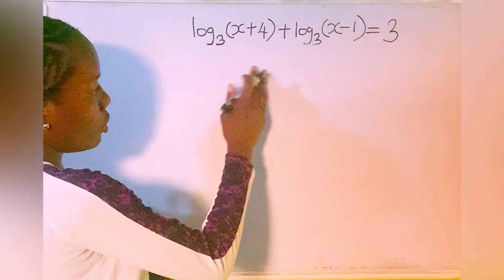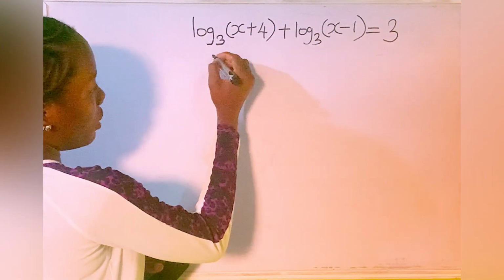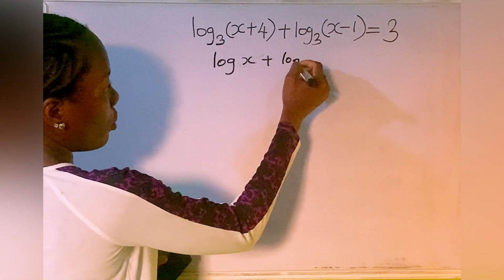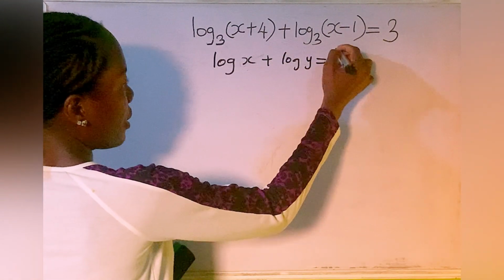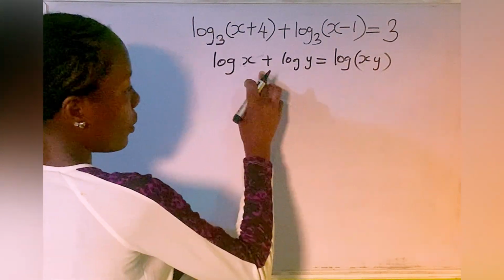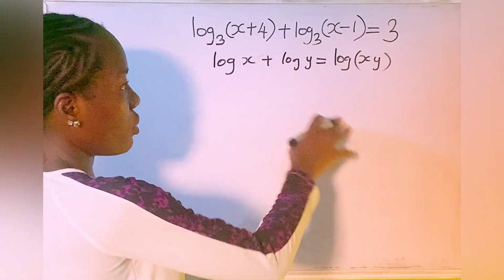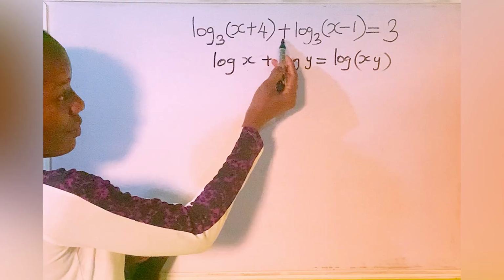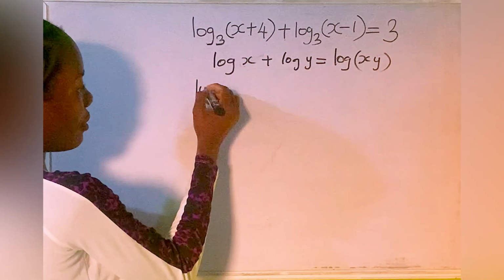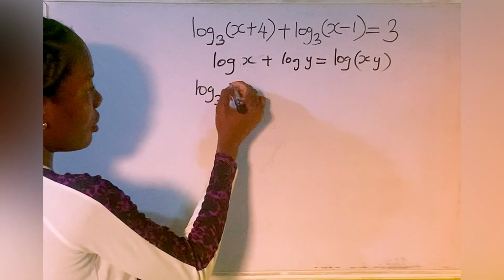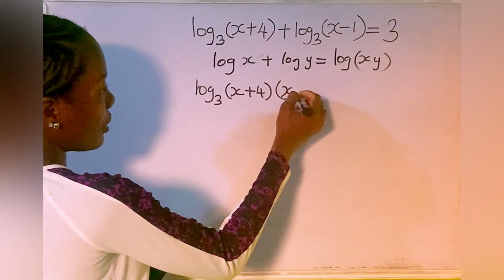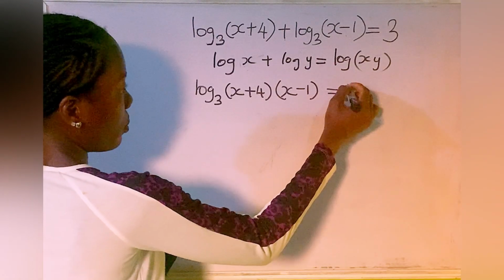So we'll be applying the product rule in logarithm. Let's say we have log x plus log y, which is the same thing as log xy. So when you have an addition, it becomes a product. Let's apply this here. Now we have addition here, it becomes a product of this and this. So now you have log base 3 of (x + 4)(x - 1) is equal to 3.